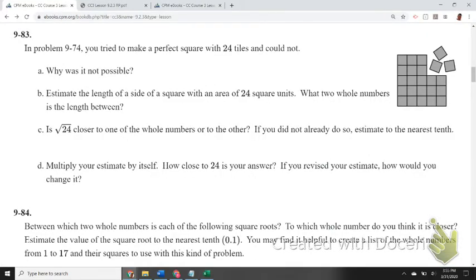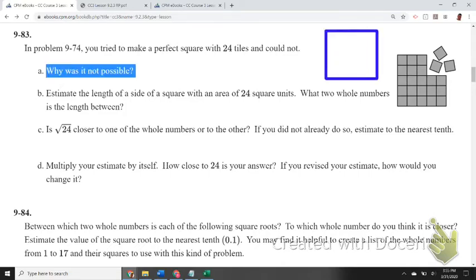Okay. So at this point, you're kind of drawing a square with the area of 24, right? So the side can't be 5, because 5 times 5 gives you 25. So obviously it's going to be less than 5, right? So you're thinking, well, what if it's 4? Well, can't do 4, because 4 times 4 is 16. So at least at this point, we know that the side length is going to be between 4 and 5.